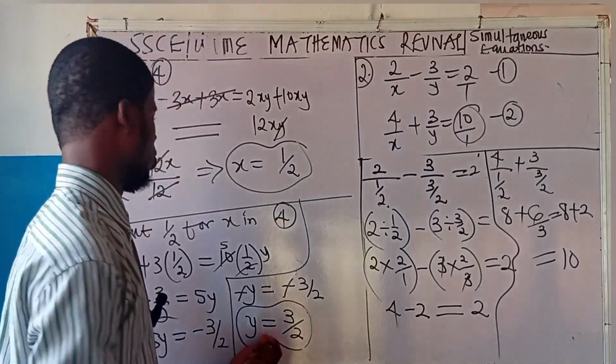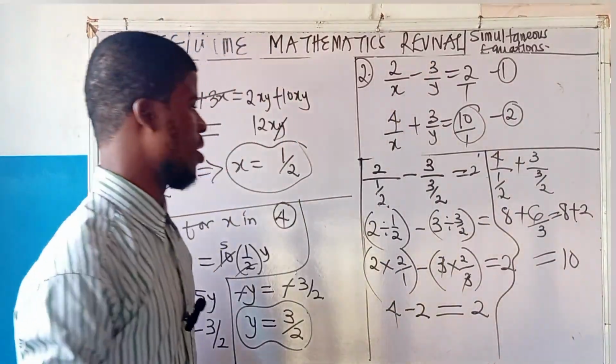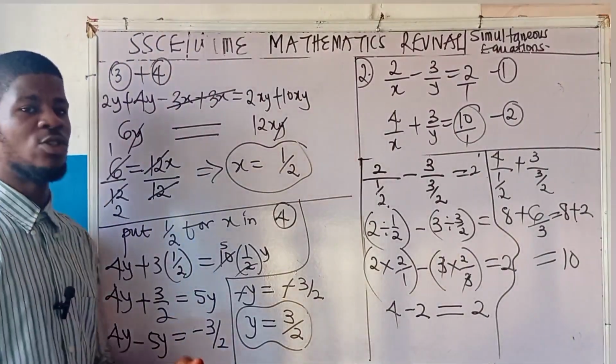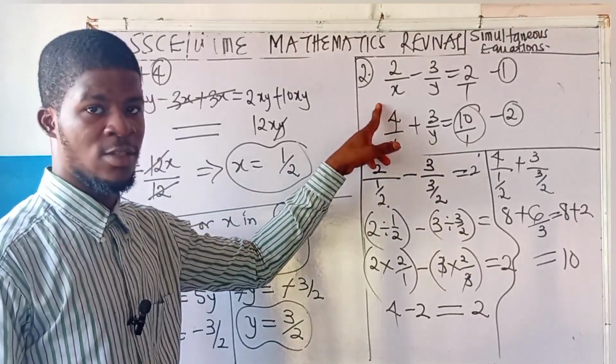So it means that these two solutions satisfy these two equations. Alright. This is how we solve simultaneous equations. It's as easy as it appears.